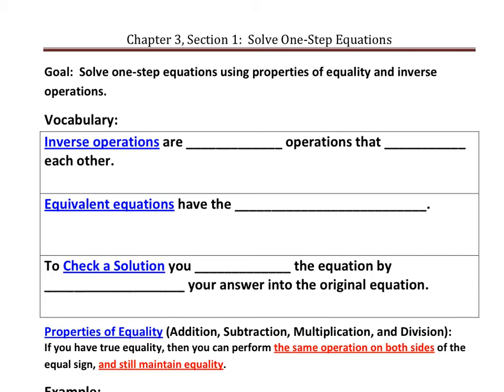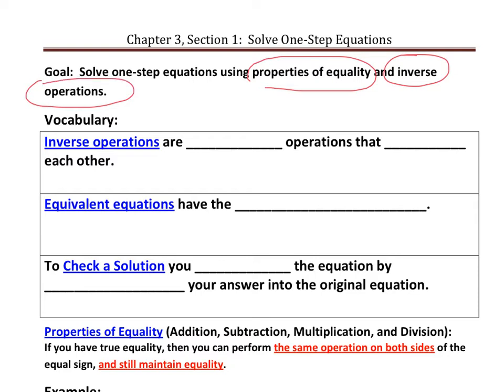All right, let's get started with Chapter 3, brand new chapter, where we're going to learn how to solve equations. The very first section is solving one-step equations, meaning we're going to apply just one single step in order to solve for the variable or the unknown. The goal here is to apply properties of equality and inverse operations to solve equations. We're going to learn a lot about what that means going forward.